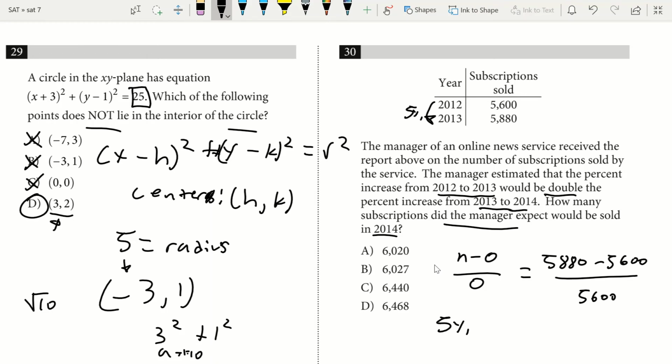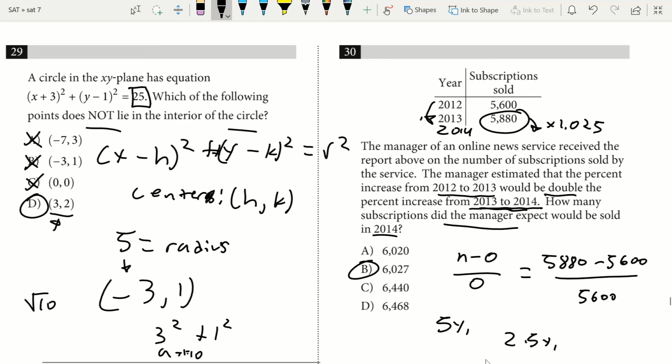That's our 5% increase. Now we know that that increase there is double what we're going to get in 2013 to 2014. So when we divide it by 2, that's going to give us our new increase, right? So now we know we increased by 2.5% from 2013 to 2014. So we're going to increase by 2.5%, which is the same as multiplying by 1.025. So we take that 5880 and we multiply it by 1.025, and we're going to get 6027, which is answer choice B.